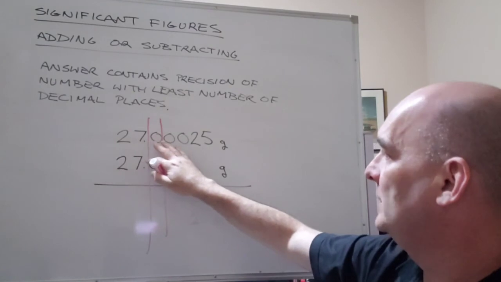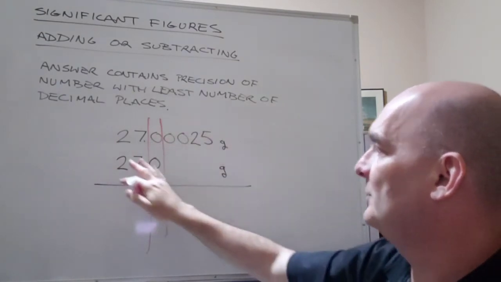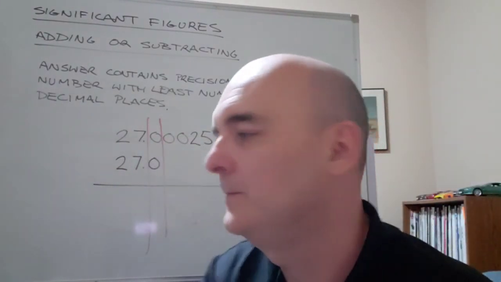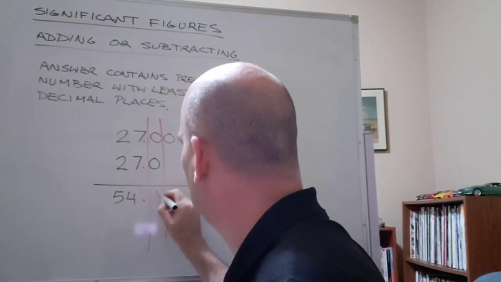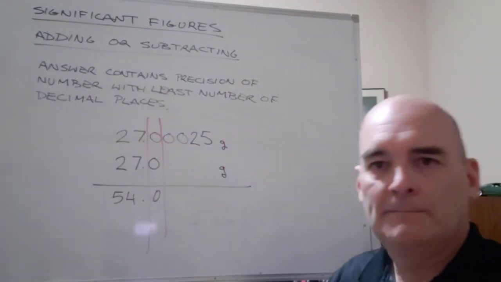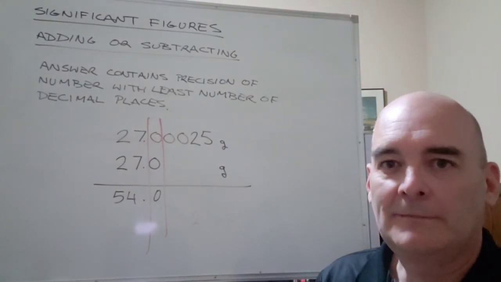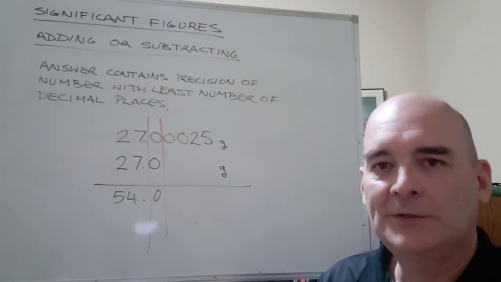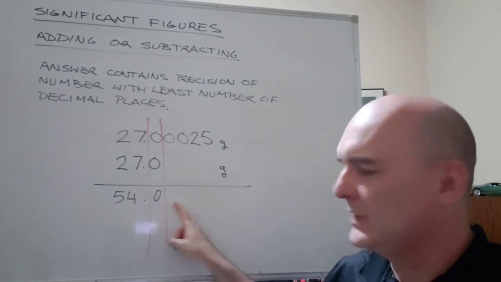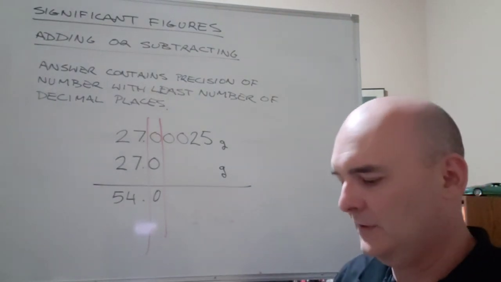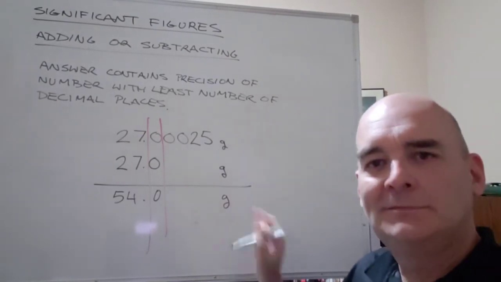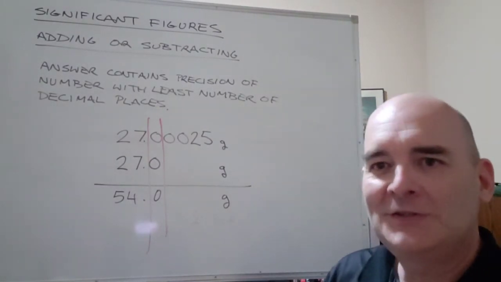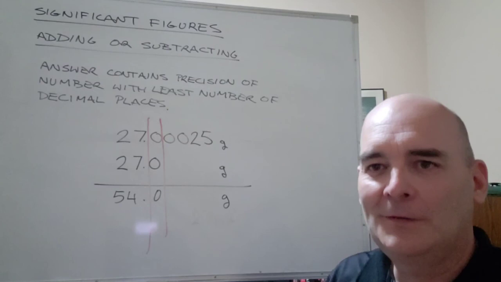So 27.00025 plus 27.0 comes out that way. That's my answer. Not allowed to have any numbers after this. Always remember, if you don't put the units in, then the number has no meaning at all.